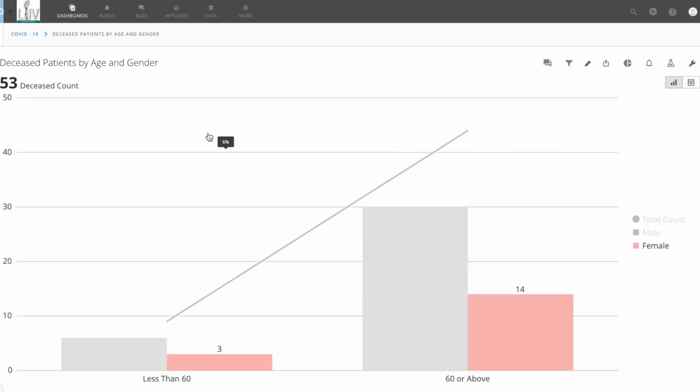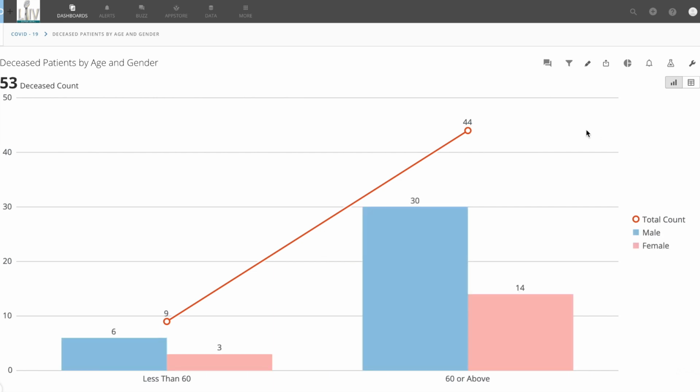This graph illustrates the number of deceased patients by age and gender. The number on the top left corner represents the total number of deceased patients, which is 53. On the x-axis, you'll find 2 age groups. One is below 60 years old, and the other is 60 years old or above. The blue bar represents the number of deceased patients who are male, and the pink bar represents the number of deceased patients who are female. The red line represents the total number of deceased patients by age group.